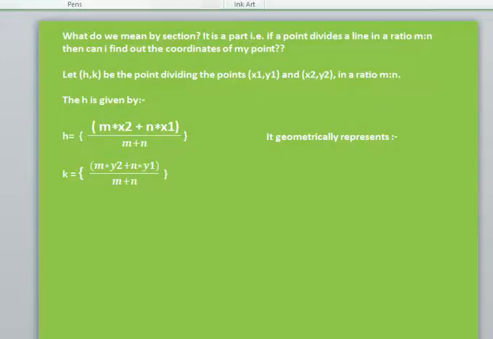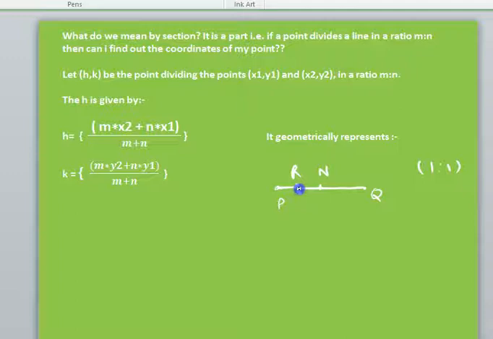What do we mean by a section? It is a part. If a point divides a line in the ratio m is to n, can I find the coordinates of my point? Suppose I have a line between two points Q and P. We know that if we take a midpoint, it divides the line in the ratio 1 is to 1. But if I have some other point over here, say R, then obviously this ratio of length is not equal to this ratio of length.